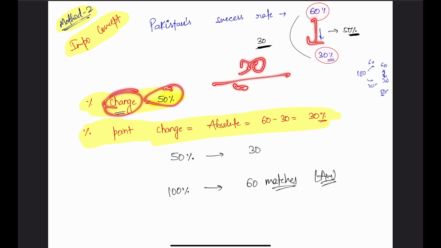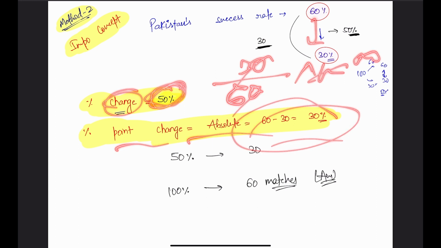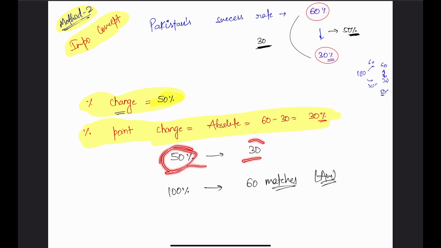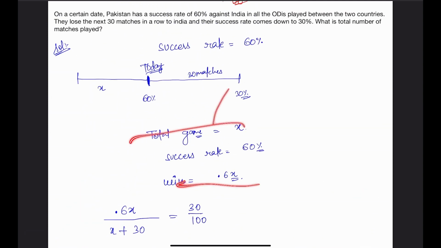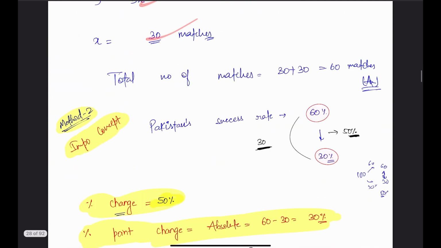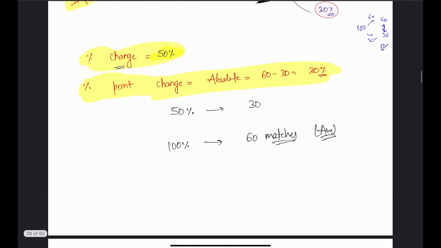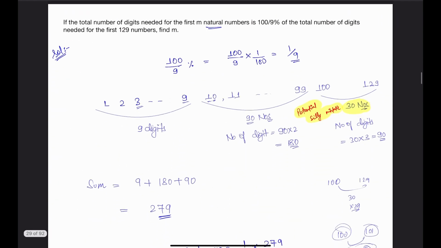Previously it was 60 into 100. So 50% change. So this 50% change, and then point to point change, that is absolute change. So this 50% change is because of 30 matches. So 100% of change will be because of 60 matches. So we don't need to solve all these things. We don't need to write all these things. We can just solve it in a few lines. This much was enough.